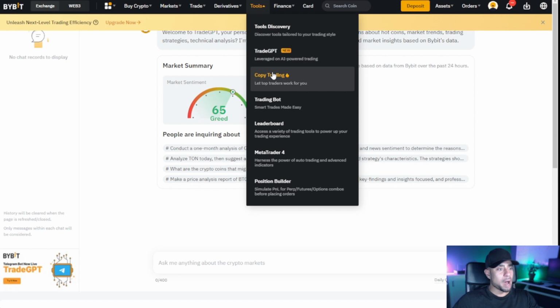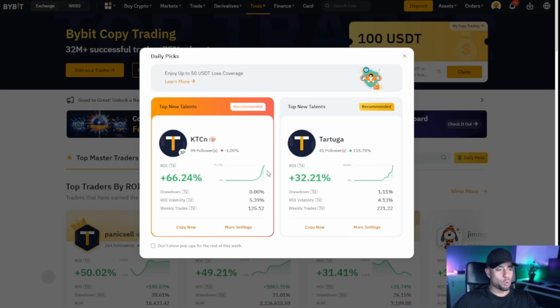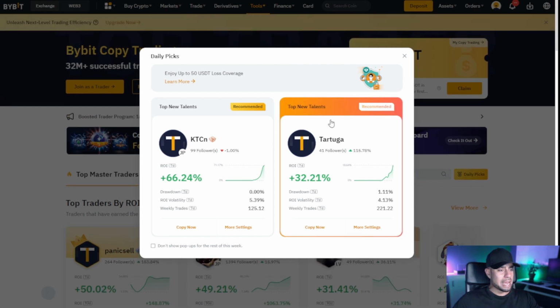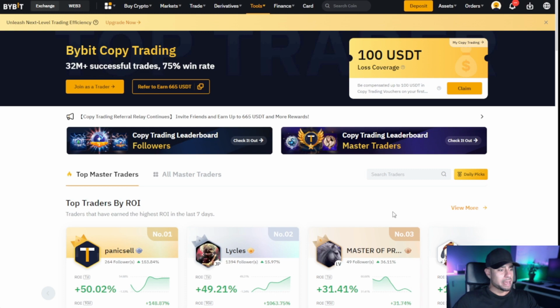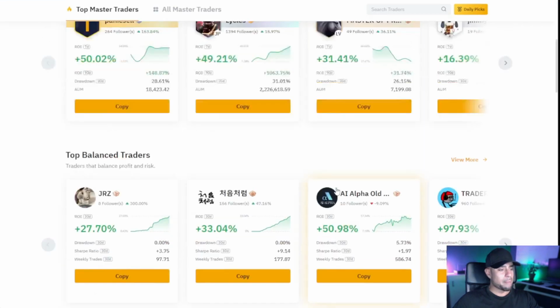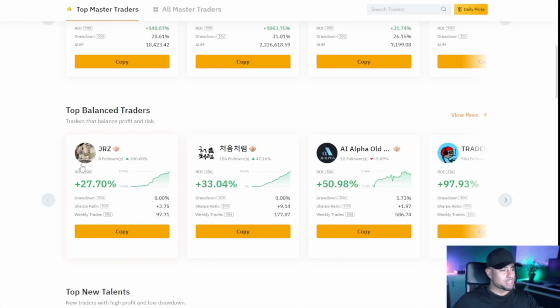Then you have copy trading. Now this here is something that I highly recommend for new traders. I get some recommendations here, top picks, top new talents. And here you see how much different master traders have performed lately. And what you can do is you pick your favorite master trader and research them properly.